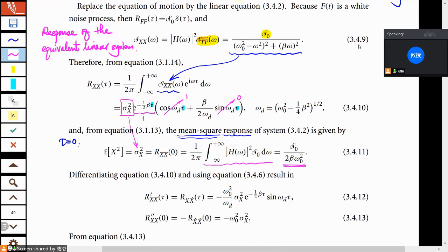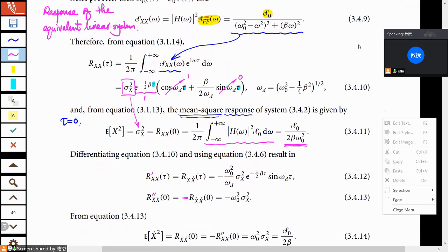If you differentiate the autocorrelation function, we get the first order derivative and second order derivative. The first order derivative is x and x dot. Second order derivative is x dot and x dot, negative. Okay, so we can get this quite easily.